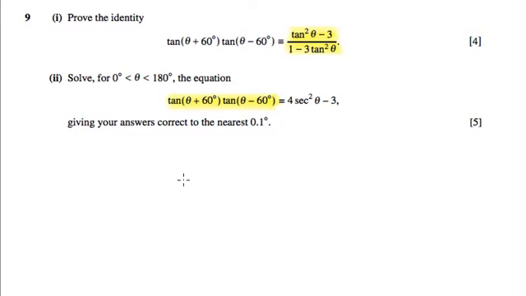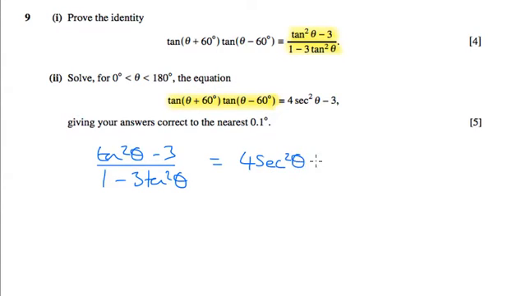So rather than writing out this, I'm going to write out tan squared theta take 3 over 1 minus 3 tan squared theta needs to equal 4 sec squared theta take away 3. Now why have they introduced a sec squared theta? Sec is 1 over cos. What's going on there? Well, yes, sec does equal 1 over cos, but sec squared theta can also be linked to tan squared theta.